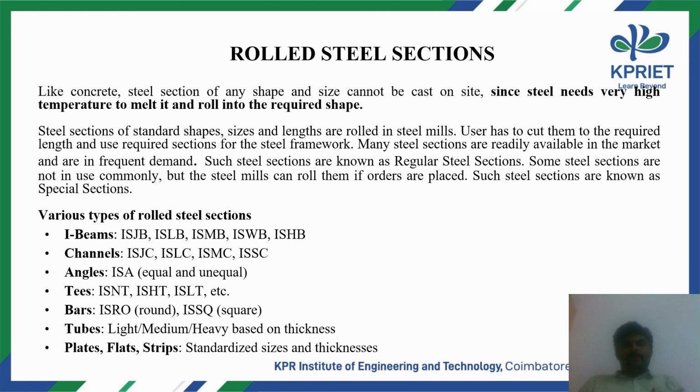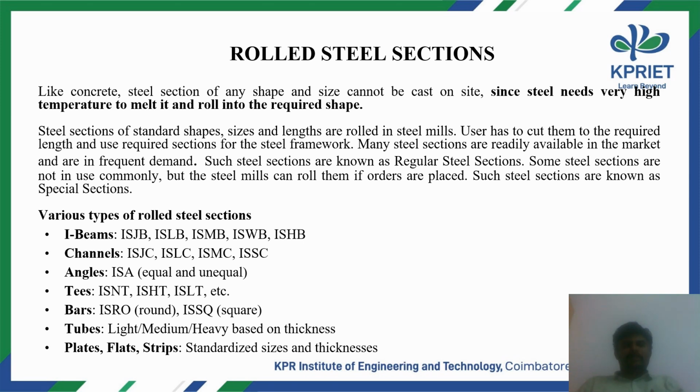So next one, the meaning of rolled steel sections. Like concrete, steel sections of any shape and size cannot be cast on site. Normally in RCC all the members are cast at the site, but steel needs a very high temperature to melt and roll it into the required shape. The meaning of rolled steel sections: all the members are melted and rolled into the required shapes. After that you can get the different forms of steel.